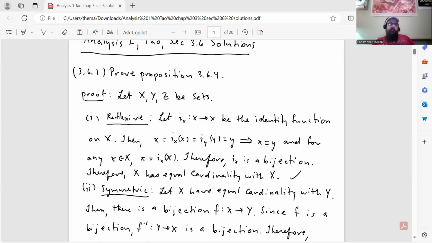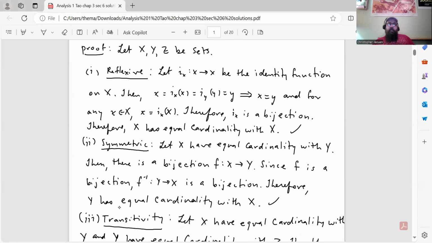All right, so here's my proof. Let x, y, and z be sets. First we show that equivalence of cardinalities has the reflexive property. So let I sub x be the identity function on x. Then obviously if I sub x of x equals I sub x of y, then x equals y. And for any x in X, the identity function on X of x is equal to x, therefore I sub x is a bijection, therefore X has equal cardinality with itself, so it's a reflexive operation.